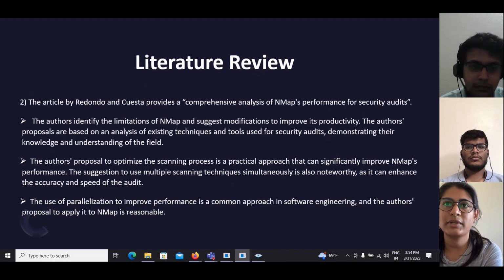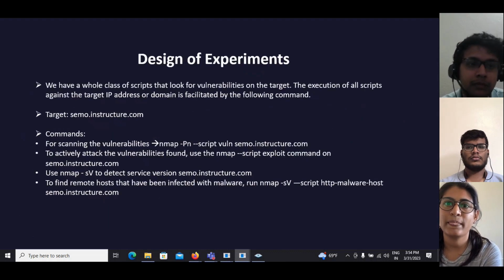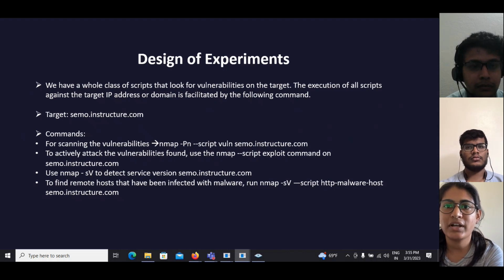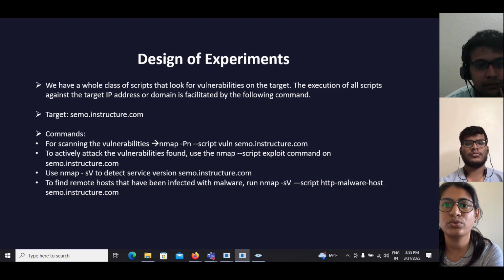And then next, I'm going to explain the design of experiments. We have a whole class of scripts that look for vulnerabilities on the target. The execution of all scripts against the target IP addresses or domain is facilitated by the following command, where the target is semo.instructure.com. We use the following commands for scanning the vulnerabilities and attacking the vulnerabilities found, and also to detect the service version, and also to find the remote host that has been infected with malware.